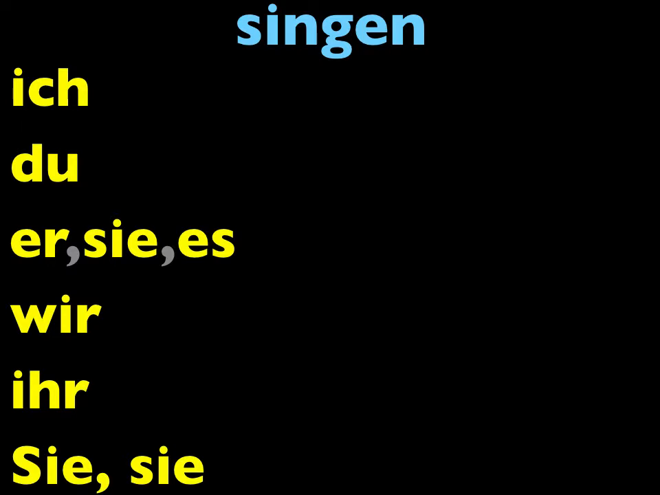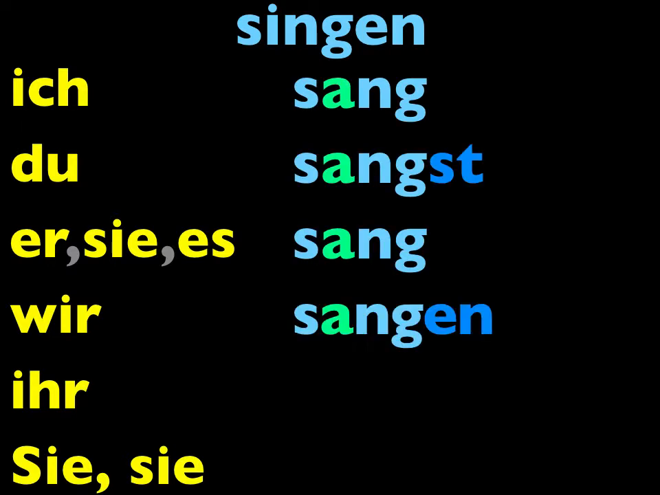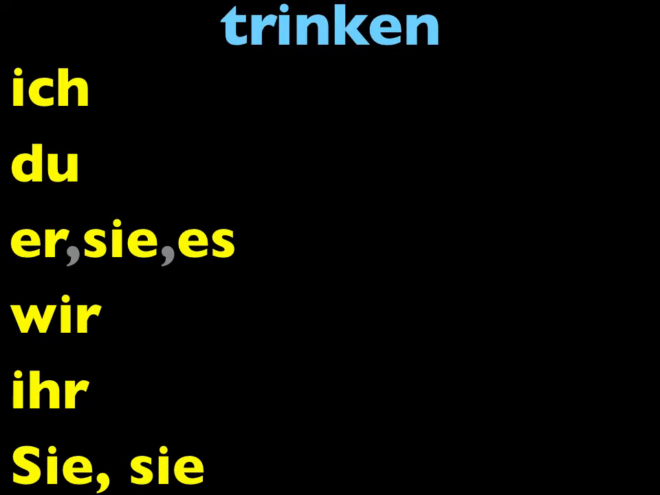Same thing in German. Repeat. Ich sang. Du sangst. Sang. Wir sangen. Ihr sangt. Sie sangen. To drink. Well, I drink, and in the past tense I drank.